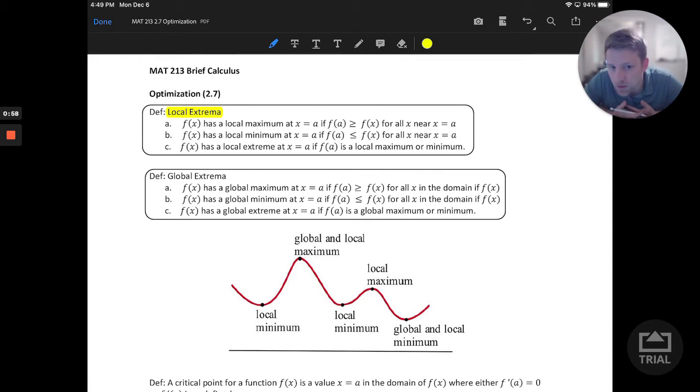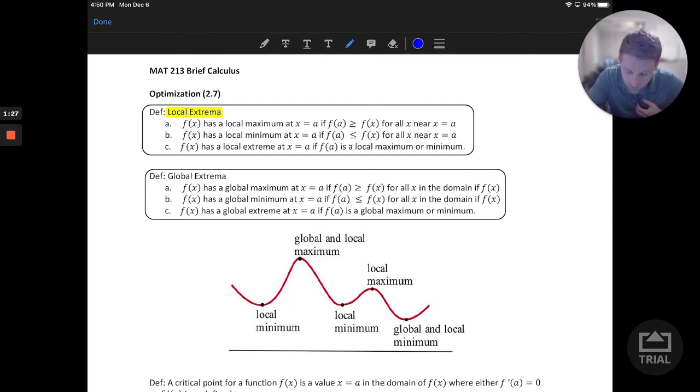So in the neighborhood, in other words, around this input, it becomes a maximum, where it's kind of a peak point on the graph. We could say a similar phrase for the local minimum. f of x has a local minimum at x equals a if f of a is less than or equal to f of x for all x near x equals a. So we have an example of both of those local extremas, and together they would be called a collection of local extremas.